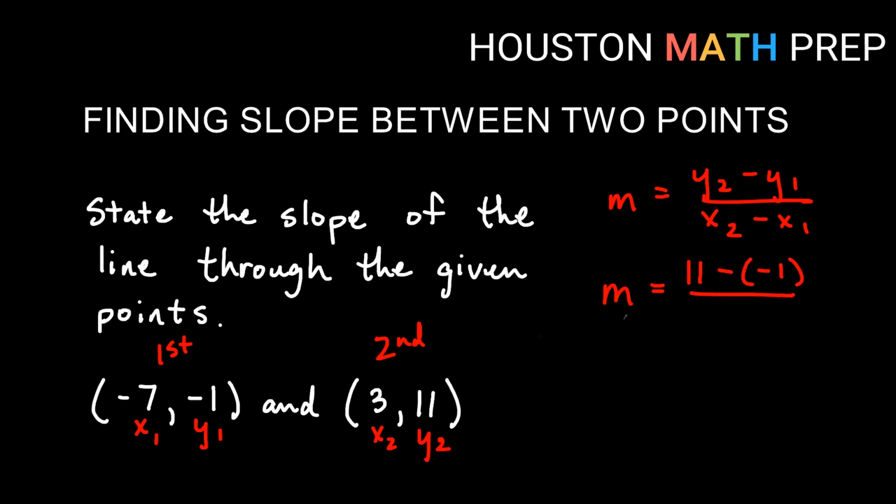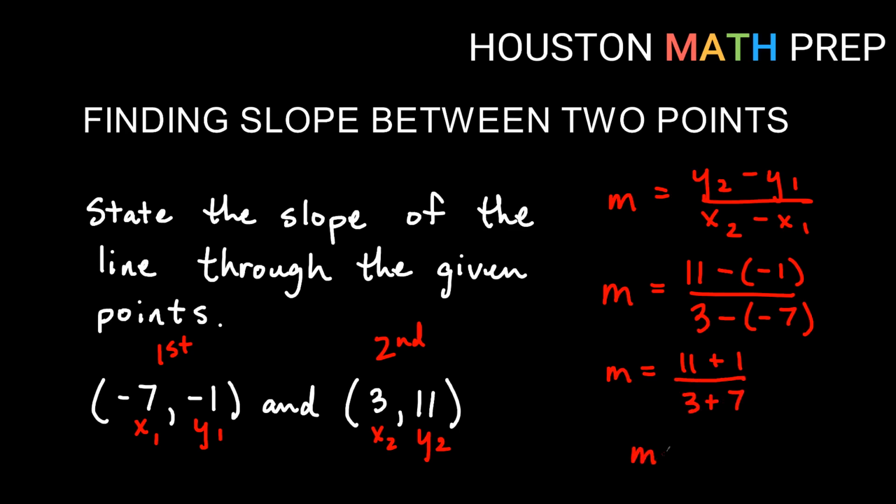And then x2 minus x1, again, be careful with the sign, 3 minus -7. And remember, minus a negative is like plus. So this is, I'll rewrite it. You don't have to rewrite this, but I'll do it so we can see it better. So this is like 11 plus 1, and this is like 3 plus 7.